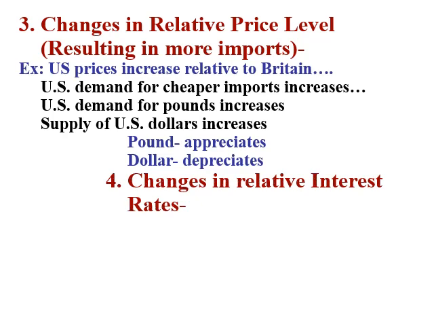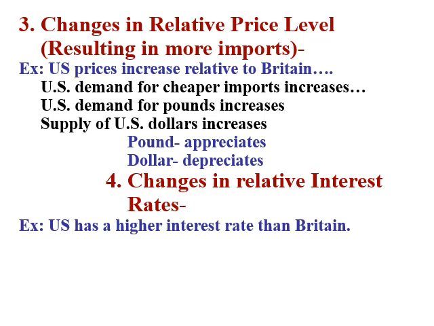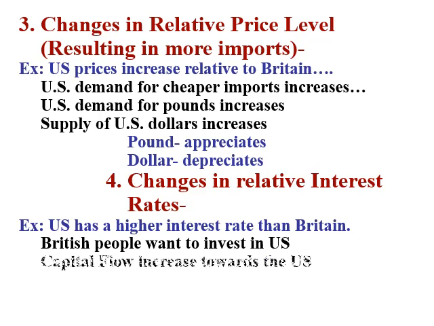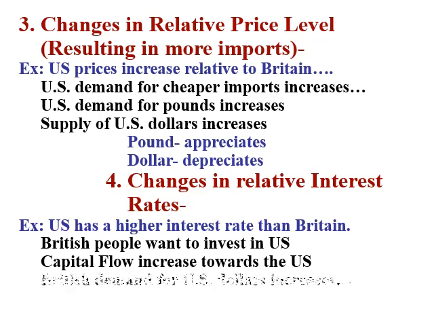The last shifter is changes in relative interest rates. In this example, we'll assume that the U.S. has higher interest rates than Great Britain. If the U.S. has higher interest rates than Great Britain, then the British are going to be more prone to invest in the United States rather than Great Britain. Again, you always want to invest where you can receive the highest rate of return, or the highest interest rate. And so for the British people to invest in the United States, or into U.S. banks, that means more money is coming towards the United States.